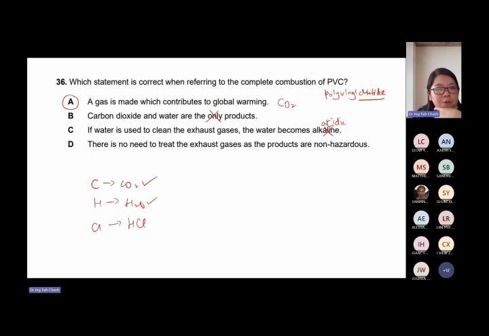D: there is no need to treat the exhaust gases as the products are non-hazardous. You have carbon dioxide, H2O, and HCl, which is a strong acid, so we cannot say that it's non-hazardous at all. Harmless gases like nitrogen, water, maybe carbon dioxide, we can still consider non-hazardous, but HCl is definitely hazardous because it is corrosive. So not correct, some treatment is needed. Confirm, the answer is A.